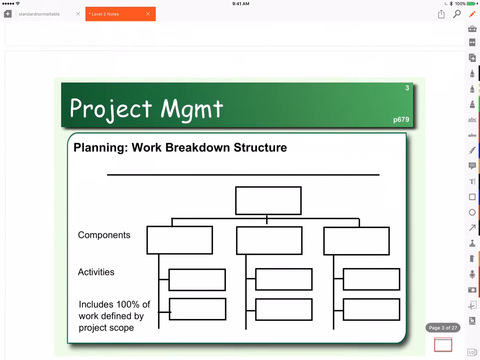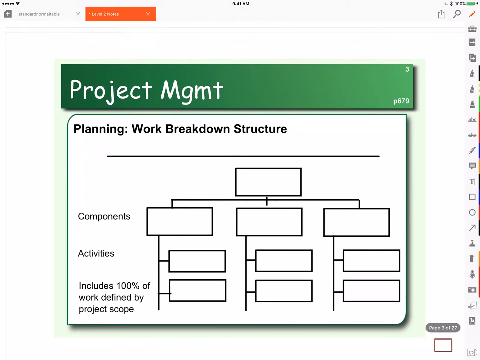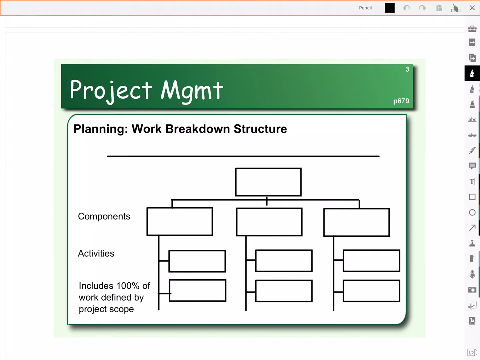Now let's look at planning, where we define what jobs need to be done and then who's going to do them. So we have what is called a work breakdown structure, and this is where we break down a project into its components, into the activities and tasks.